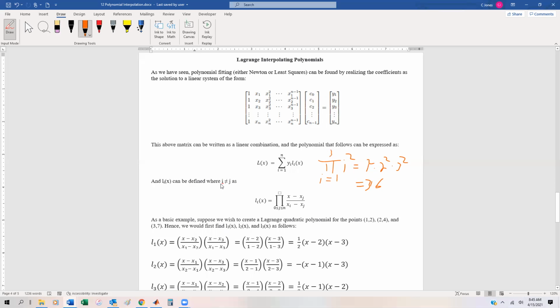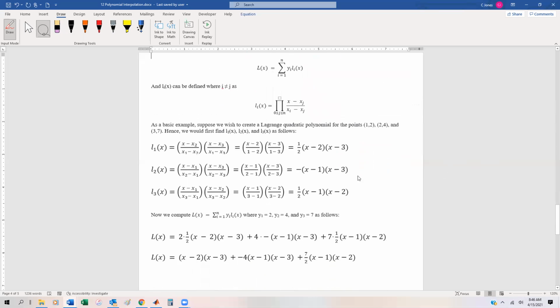And notice that i cannot be equal to j. That's because if i were equal to j, we'd be dividing by 0. So as we progress through the index, we're not going to have the same numerator and the same denominator simultaneously. All right, so a really basic example.